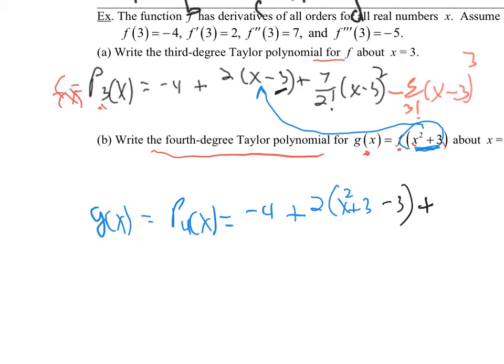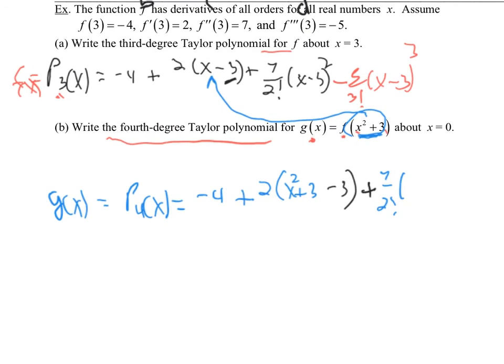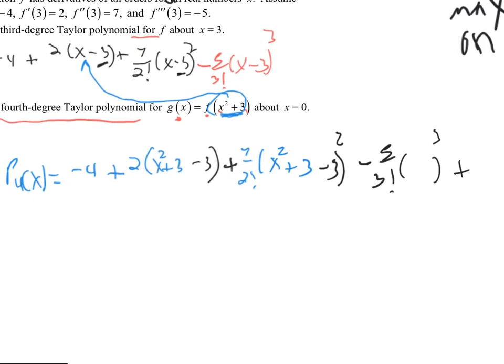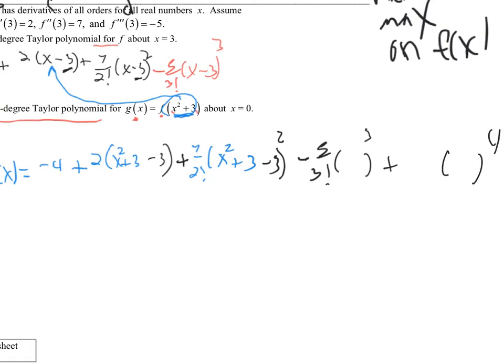Plus, then 7 over 2 factorial. Again, in place of the x, I'm going to write x squared plus 3. But don't forget I had a minus 3 already there. And that's to the second power. And maybe I'll be convinced to keep going, but because I realize this is only a cubic, and then the next thing is going to be a 4th degree. Is that how far I want to go?